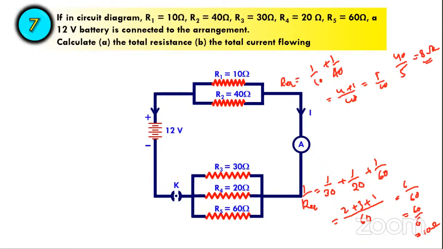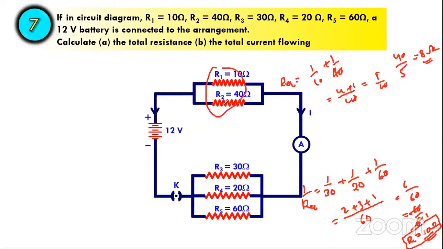Please check your answer once. Is it 6 ohms or 10 ohms? After cancellation, 6 ones are 6, 6 tens are 60. That's why I wrote 10 ohms. No, that one got some different value. That's why I got 10. Very good. Now look at the equivalent resistance here.